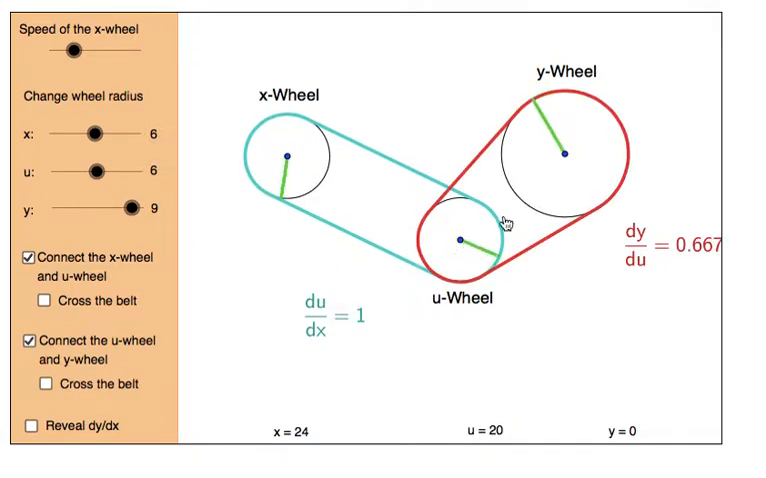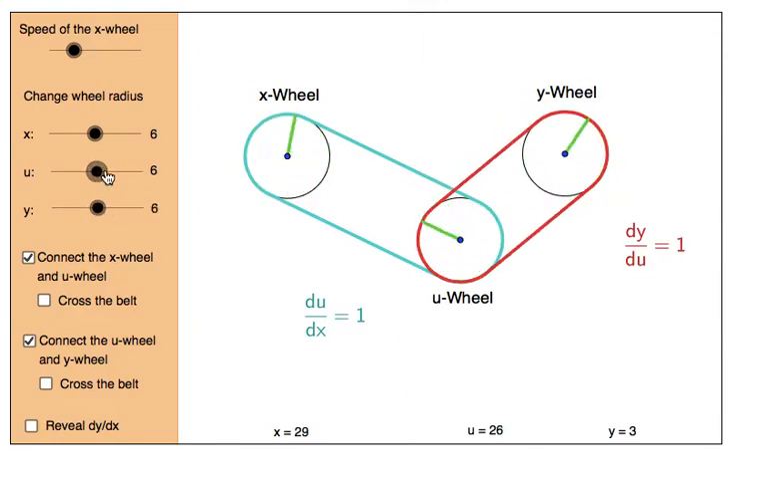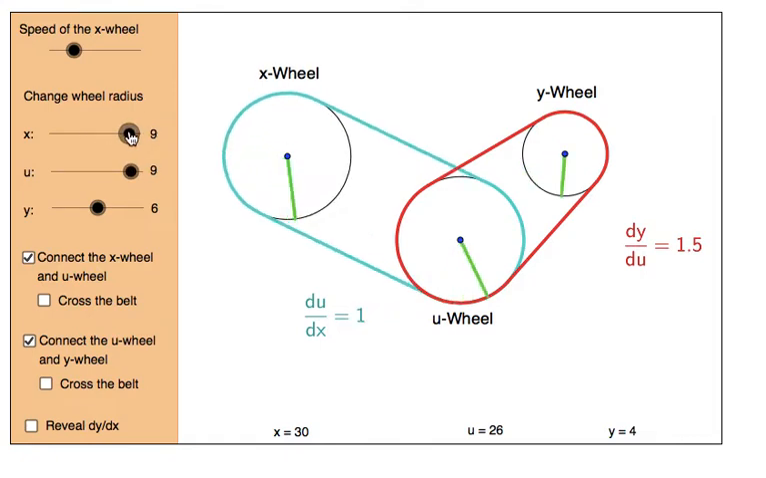u wheel with the y wheel, we can see that this wheel is 1.5 times bigger than this wheel, so this rate of change is going to be 66.6%. Okay, so this wheel is 2/3 of that wheel. Okay, now if I switch those around, I can make that 6 and these 9 and 9.